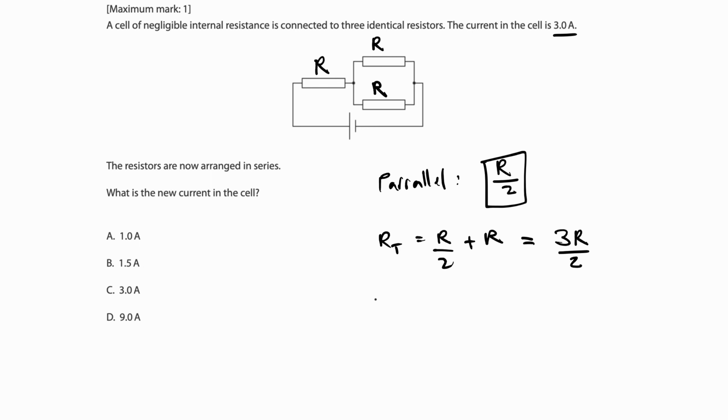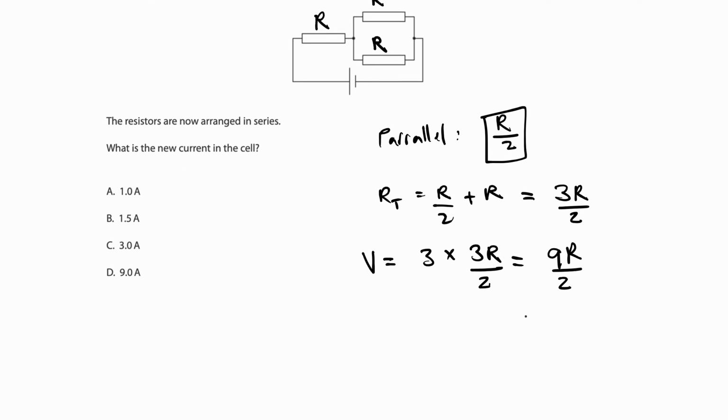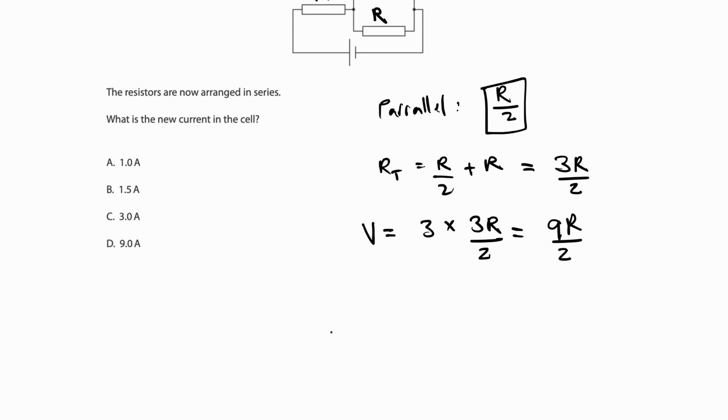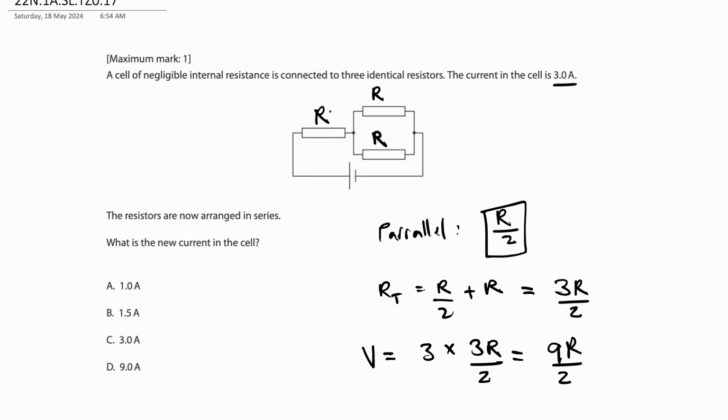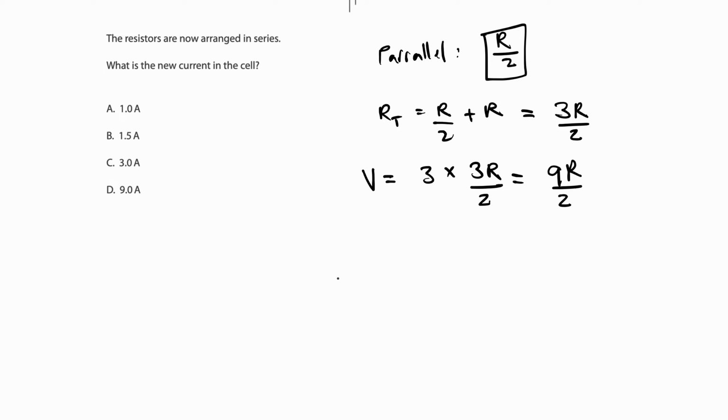So if I say V is equal to I, which is 3 amperes, times the total resistance of the circuit, 3R over 2, I know that the potential difference is equal to 9R over 2. Now, what else can I do? Now I can redraw the circuit because I know that all 3 resistors are going to be connected in series. So it's going to look something like this.